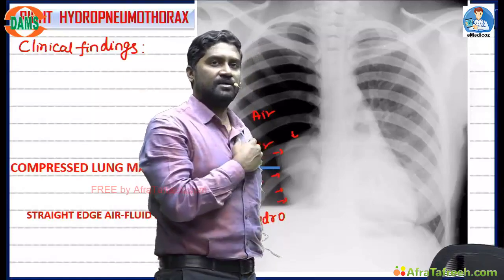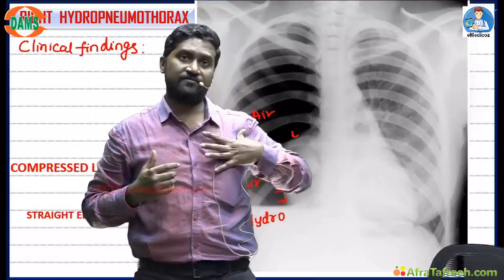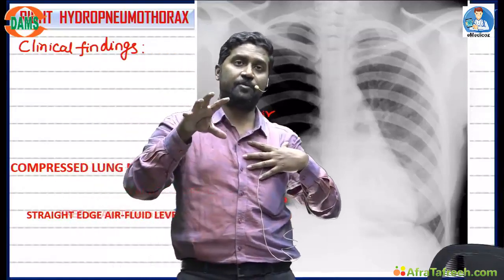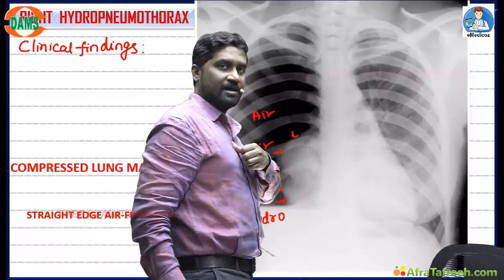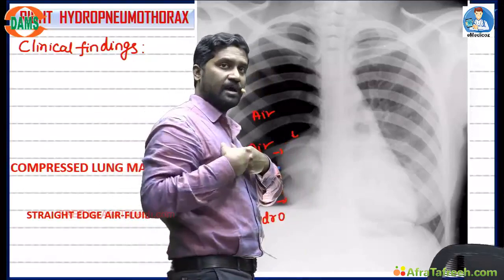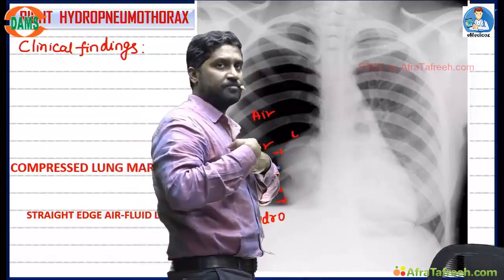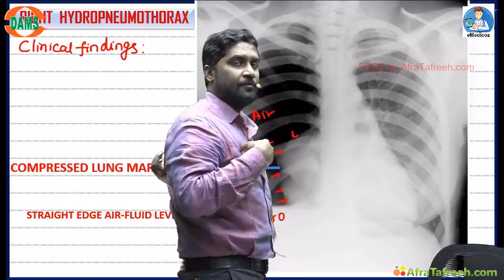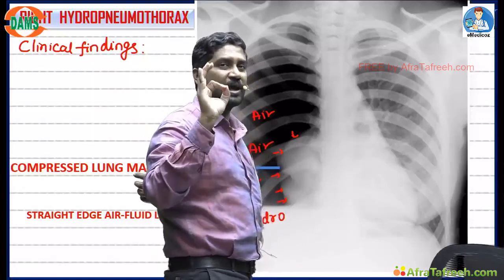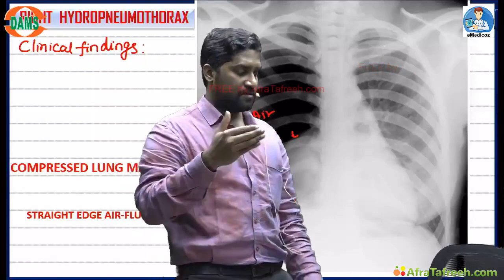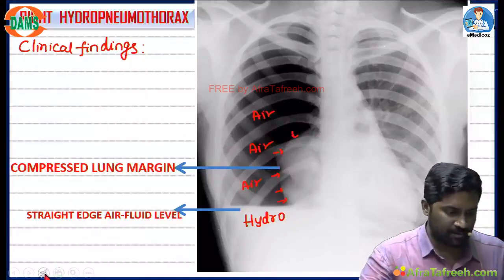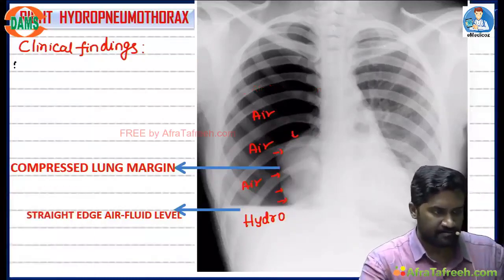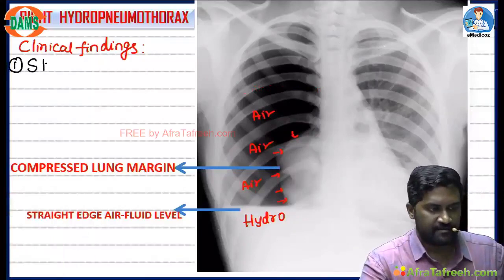Why not heard on the healthy lung? Because healthy lung has well expanded alveoli. Alveoli have the property of filtering the sound. But here the lung containing alveoli has compressed. There is only pure air. So sound will pass through pure air without filtering, and posteriorly you can hear the metallic sound very clearly. So the clinical findings of hydropneumothorax you can easily remember. Everything starts with the letter S. First S is straight line of dullness.